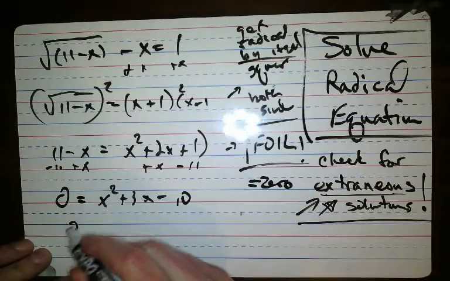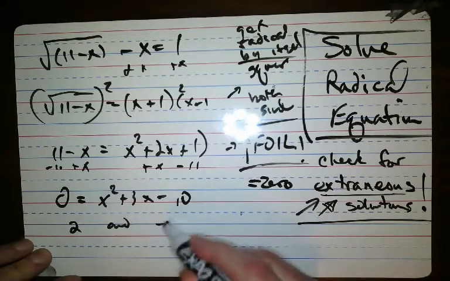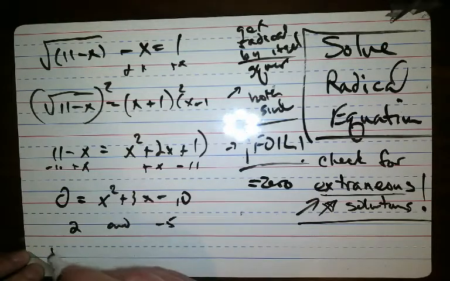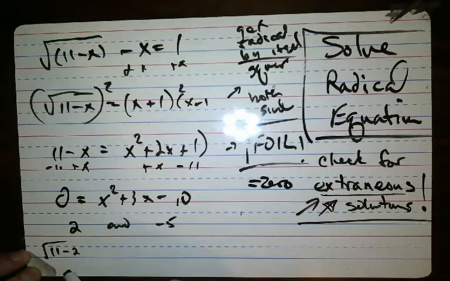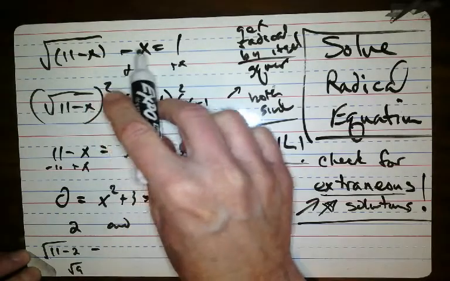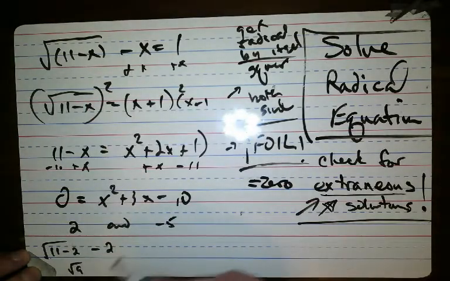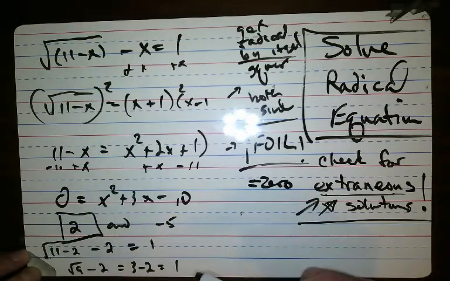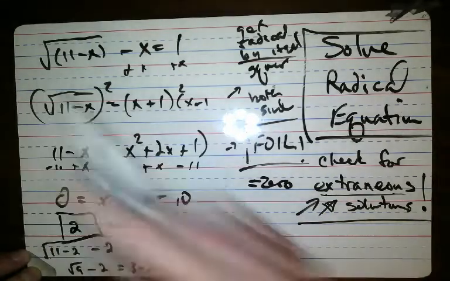Hey, can't get away from that. 2 and -5. All right, we try 2 in the problem. 11 minus 2, square root of 9. Square root of 9. And that's minus, remember, 2 equals 1. So square root of 9 minus 2 is the same thing as 3 minus 2, which is 1. Yes, 2 definitely works. Okay, try it with the other guy, -5.